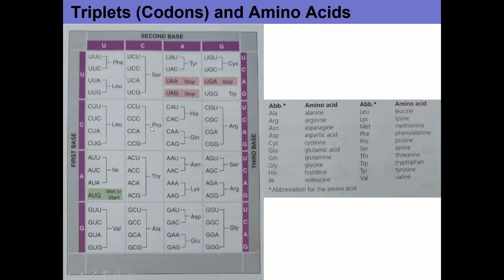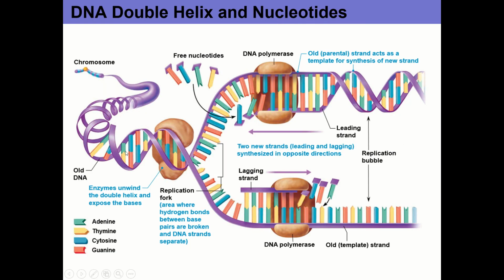So these 3, so that then codes for PRO, which is the abbreviation for proline. So that's the amino acid that's coded for there. So each 3 of these in a row, each triplet codes for a specific amino acid, right? And so if we got one amino acid here, the next 3 code for another amino acid, next 3 code for another amino acid, etc.